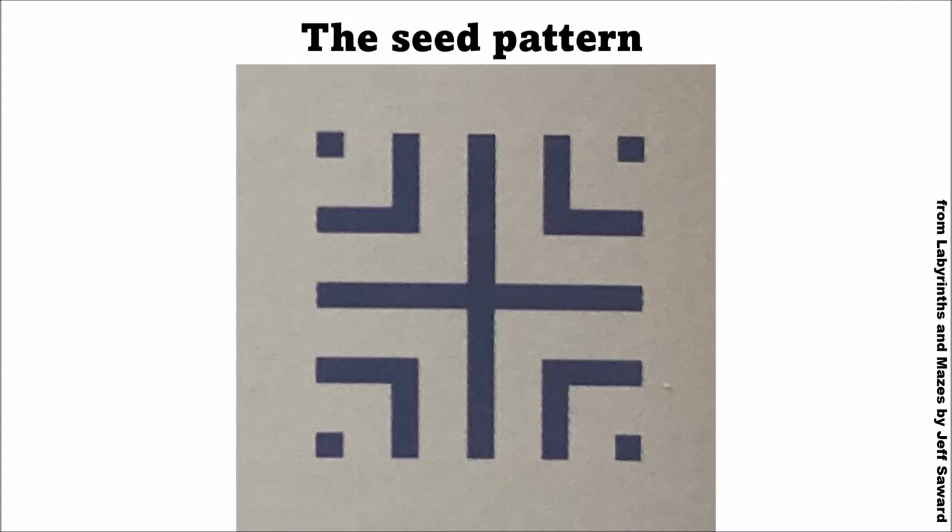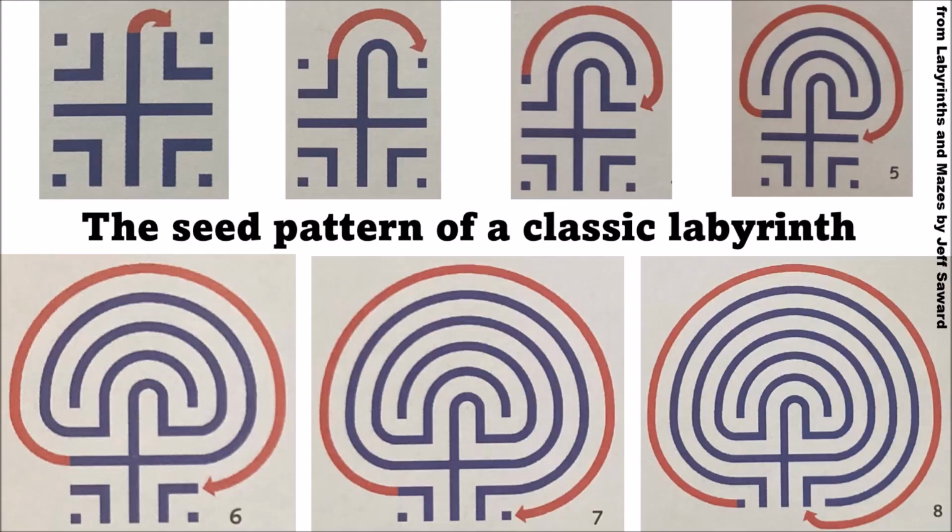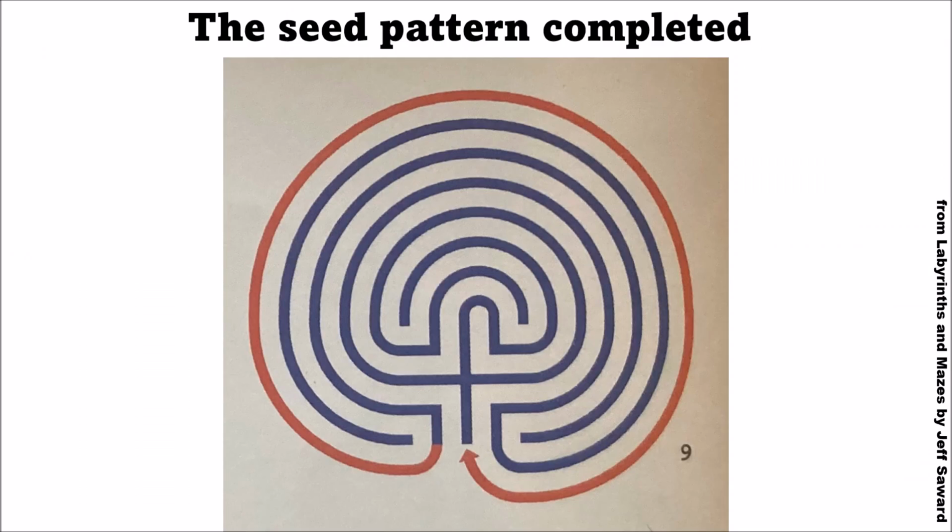One way a labyrinth can be easily, faithfully recreated is by using a seed pattern. This is a seed pattern for a classic labyrinth. Concentric lines are drawn to connect the seed elements. Connecting the last 2 points of the seed pattern completes the classic labyrinth.